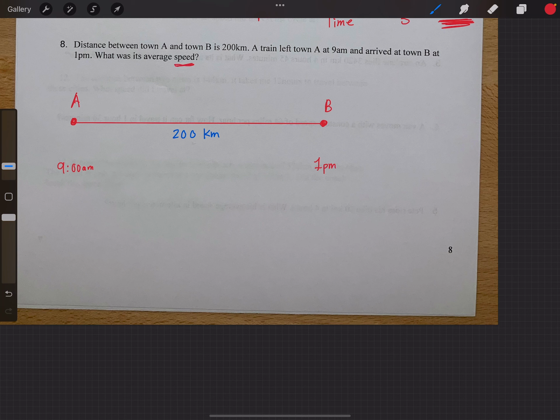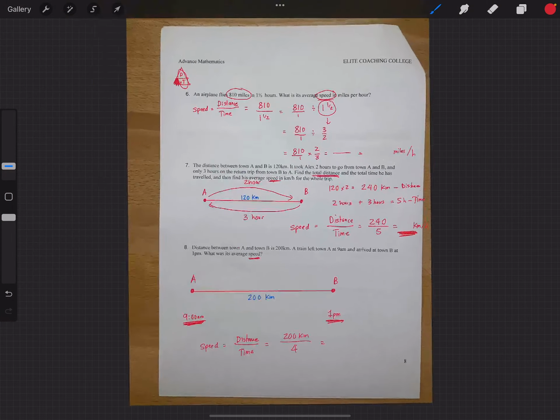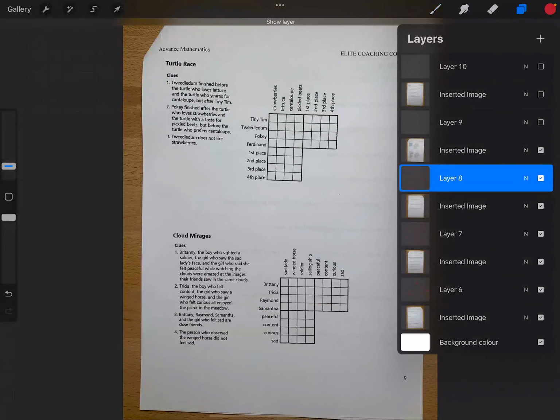So to find the speed, remember, speed equals distance over time. We know the distance is 200 kilometers. So what's the time? How long did it take for the train to go from A to B? Well, we just need to find the time elapsed from 9 a.m. to 1 p.m. How long did it take? From 9 a.m. to 1 p.m. will be 4 hours. So we just divide it by 4. There you go. You can get the answer there. Not too hard. All right, next page.